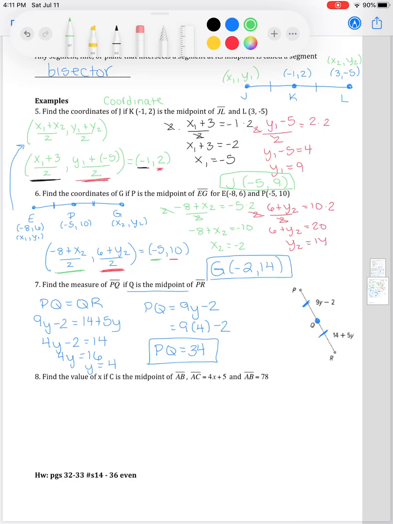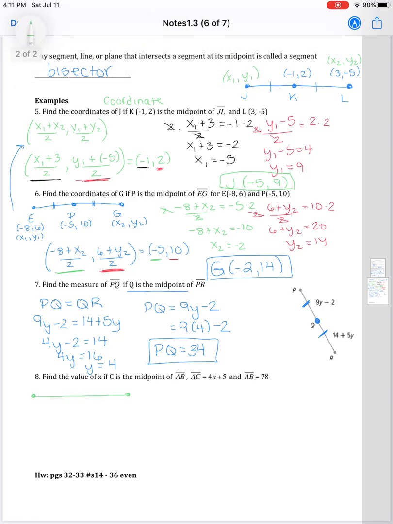All right, so that one a picture was given. This last one a picture's not given. So I would, again, encourage you to draw a picture. So it says find the value of x if C is the midpoint of AB. So here's AB. C is the midpoint. So we know it cuts it in half. So it tells us AC, so from here to here, is 4x plus 5. But AB, the whole thing, is 78.